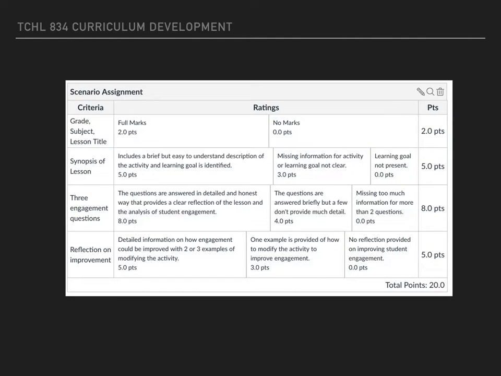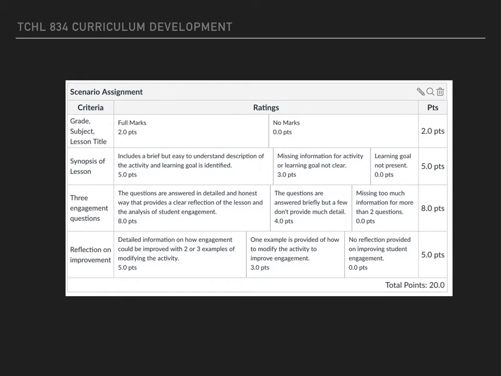And then make sure you really look at that grading rubric, because this is what I'm going to use to evaluate your work, okay? And it's broken down in pretty good detail for you here, so you really know what I'm looking for. So that synopsis is going to be easy to understand, description of the activity, the learning goal is going to be identified. When you answer those 3 engagement questions, I'm really going to be looking at detail, honest reflection of how you're analyzing student engagement within that lesson, okay?